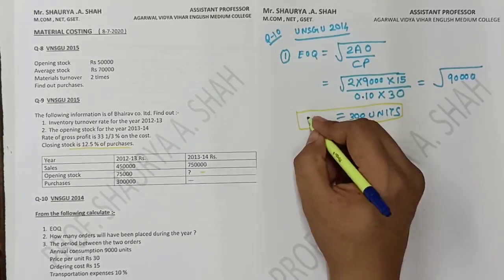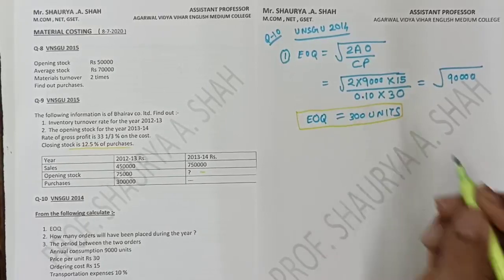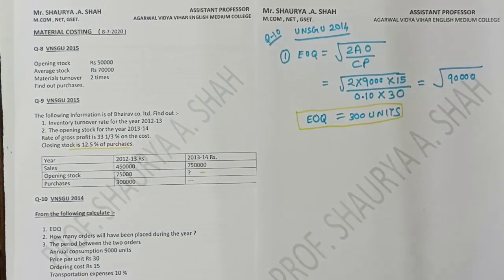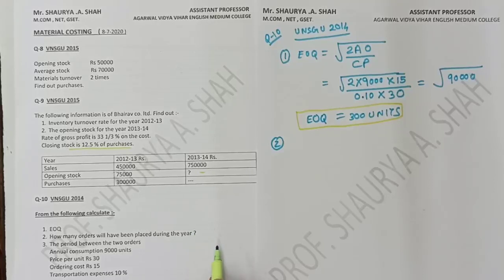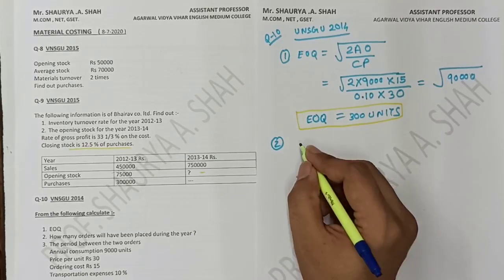So I suppose it is clear. Same formula remains. The particulars also remain the same. You should be very much clear with this part at this stage. Fine. The second thing is very easy. Again, how many orders will have been placed during the year, right? Simple concept you need to remember is the formulas.